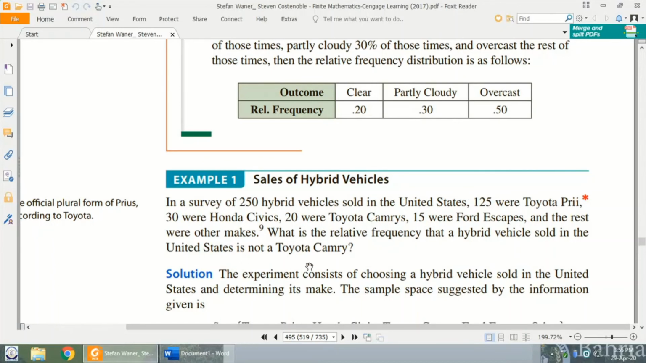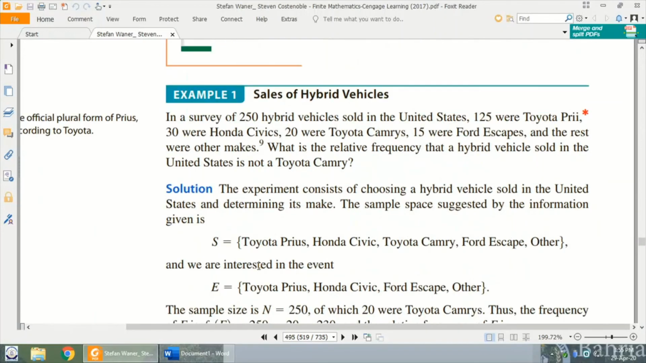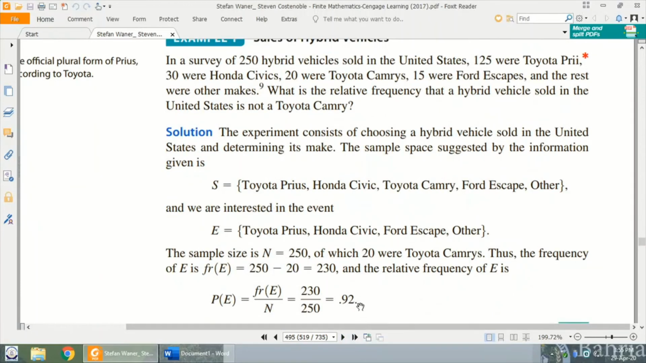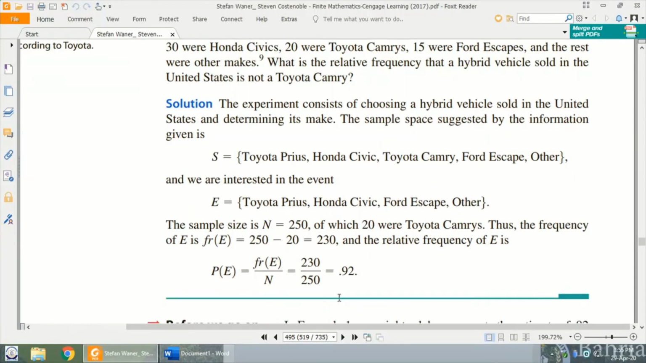What they are going to be asking is where you isolate events where there is no Toyota Camry. So you need to find out how many vehicles were sold. This is going to be your N in this case, 250. Now, what is the relative frequency that a hybrid vehicle sold is not a Toyota Camry, and how many were Toyota Camry in this case? 20. So you subtract 20 from 250, so you have 230. Then you divide 230 by 250. This is your relative frequency, as you can see. 230 by 250 is 92%. You can simply find it out in the form of sample space, and then you compute the values.